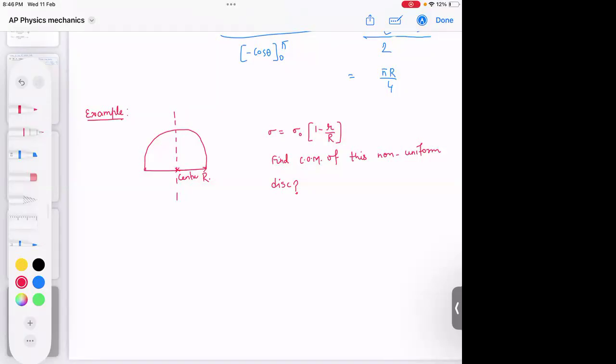Tell me how much is that coming? Calculate it once. It is again what kind of distribution? It's a non-uniform distribution. Here, the areal mass distribution is non-uniform. It's not a uniform distribution of the mass. So try it and tell me how much is that answer coming?